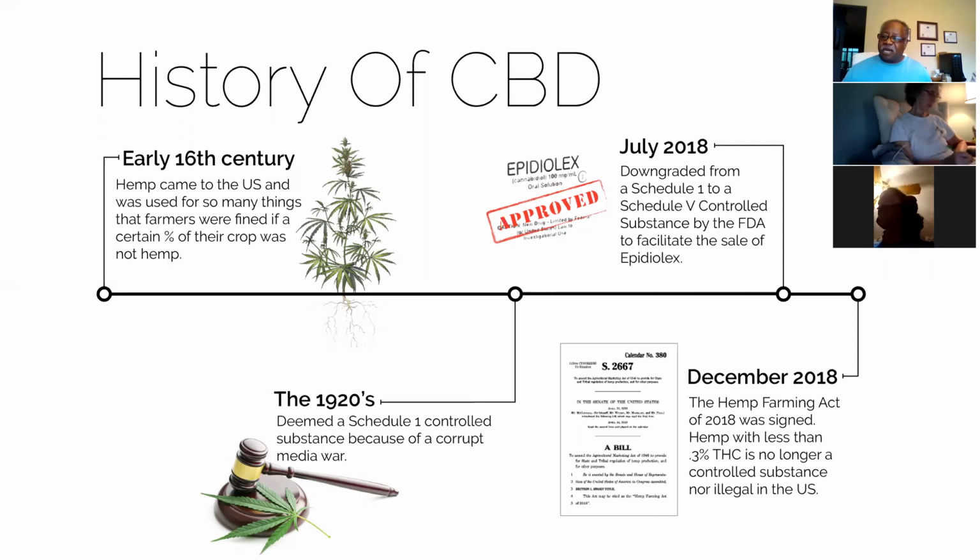Let's skip along now to July of 2018. And something very interesting happened in July of 2018. The first thing that happened was that hemp was downgraded, or CBD was downgraded, from a Schedule 1 drug to a Schedule 5 controlled substance by the FDA. And why do you think that happened?